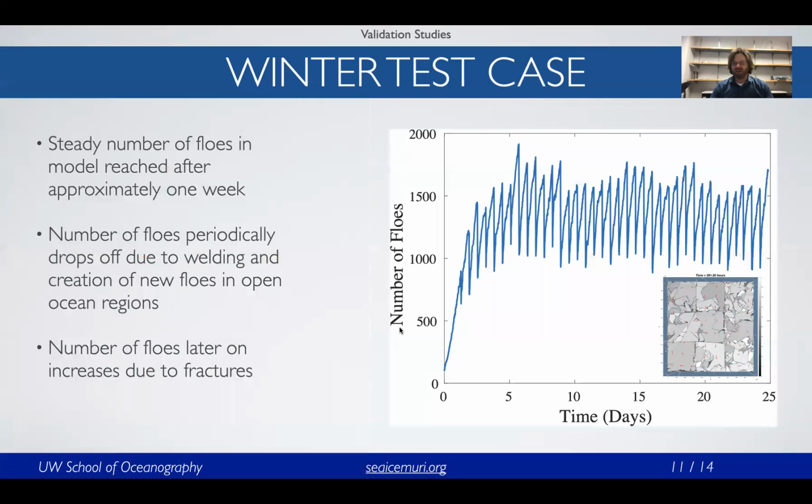And so looking at the statistics, we can see that we have achieved a steady number of flows. This occurred in roughly 1 week of simulation time. There is this sawtooth nature to our number of flows, which comes from periodically it dropping off due to welding, and then the creation of new flows, which fills in the open space and can freeze together some of these smaller flows into one flow. And then later, the number of flows will increase due to fractures.